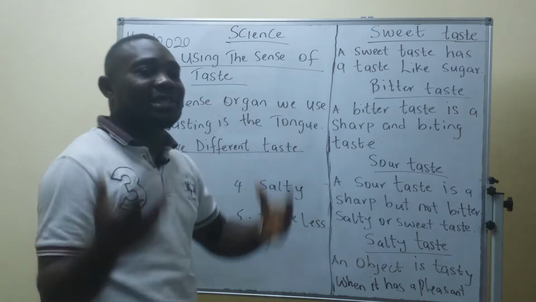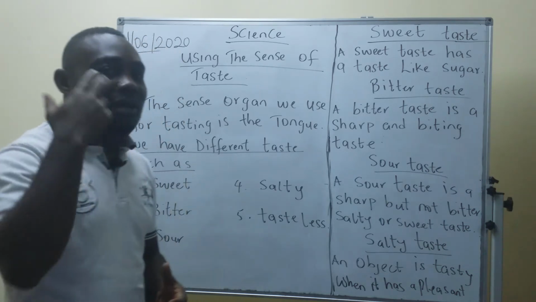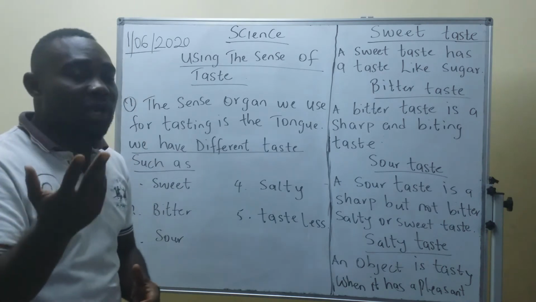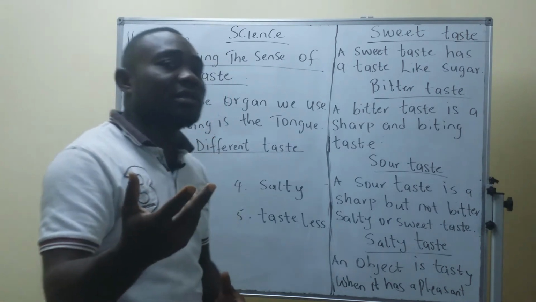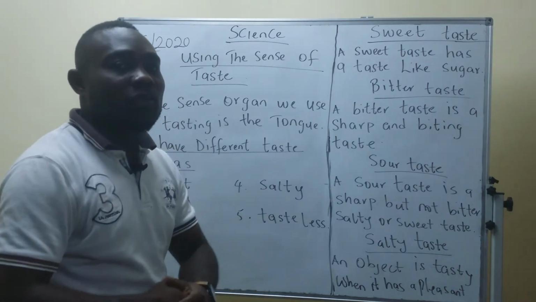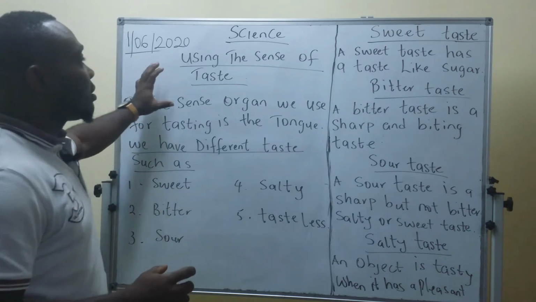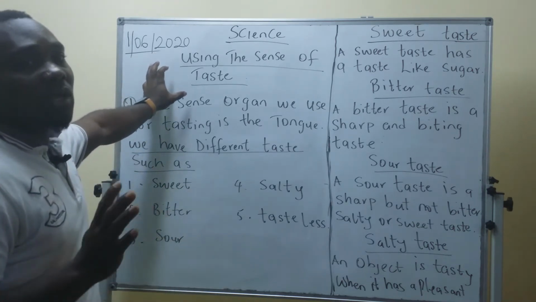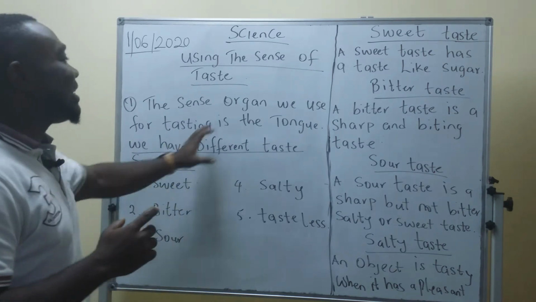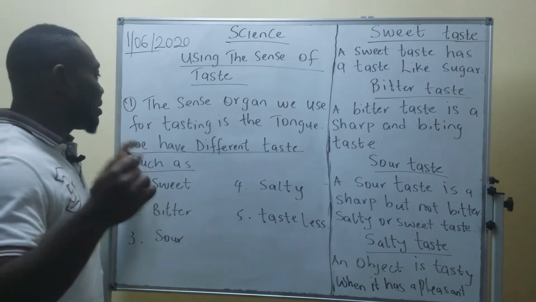The five human senses all have their functions. The eye is used for what? To see things. The nose to smell. The tongue for taste. The ear to hear things. Lastly, the skin for what? To feel. Okay? Today we'll be taking the tongue. The sense organ we use for tasting is the tongue. That means the tongue is used for taste.